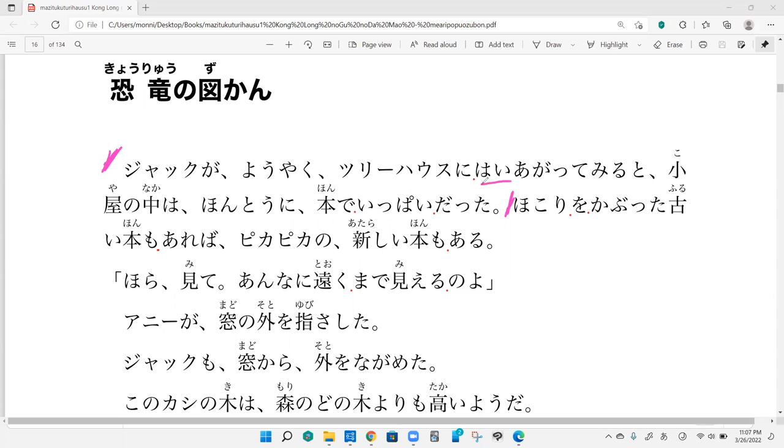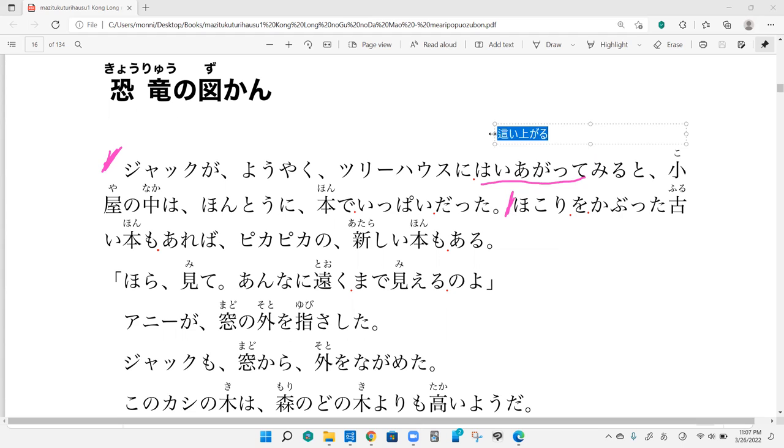Nice. Do you know what haiagatte means? To high and agatte. So like to open something. That is a good guess, or to enter. It's like, there you go. That's a lot closer. So, it's very similar to that.